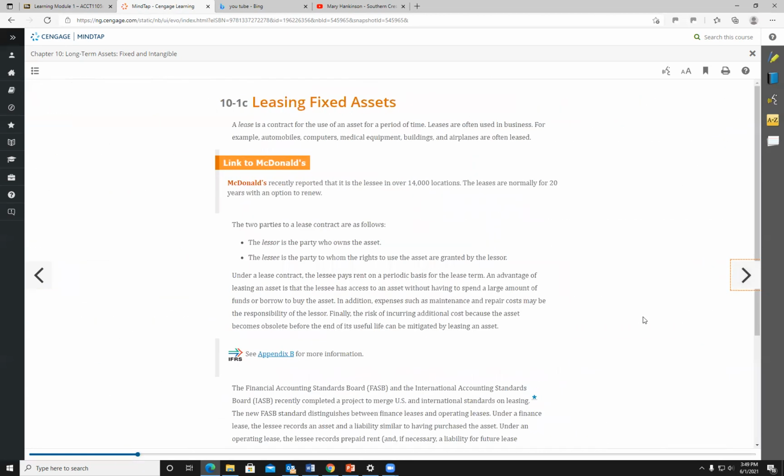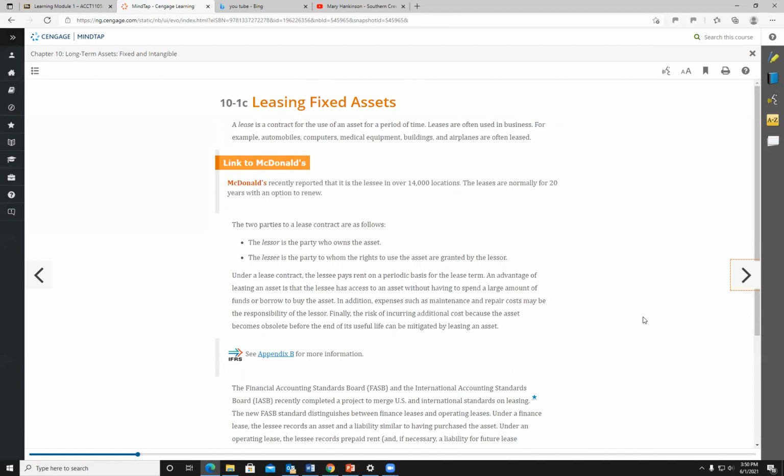All right, now let's talk about leasing fixed assets. A lease is a contract for use of an asset for a period of time. In other words, you're not purchasing the asset, you're borrowing it, and you're paying a fee to borrow it. For example, automobiles can be leased. Medical equipment and buildings, you pay a lease to use a building. Those are very common leases for fixed assets.